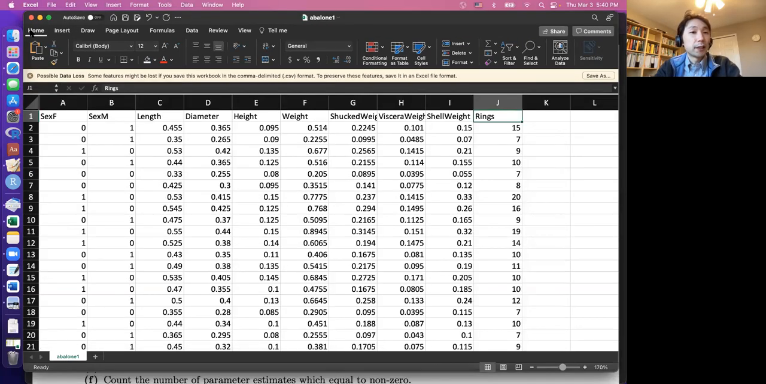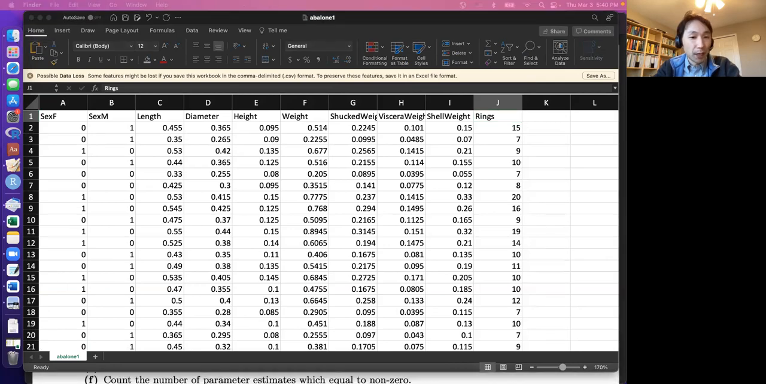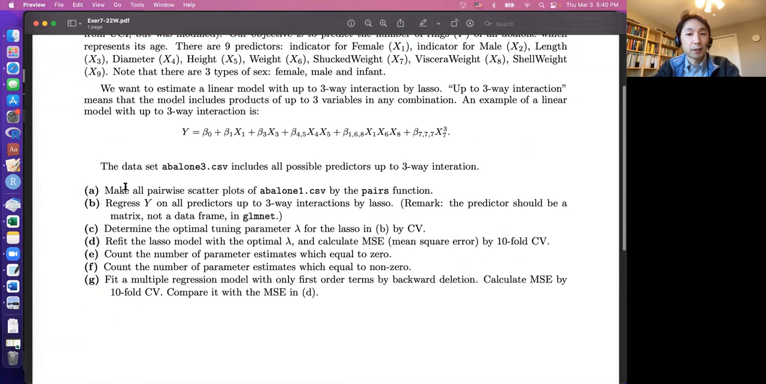So using this data set we do some analysis. First, simply the pairwise plot to see the overall tendency between x1 to x9 and y. And then regress y on all three-way interactions by Lasso. Actually, this time only Lasso, not ridge regression.